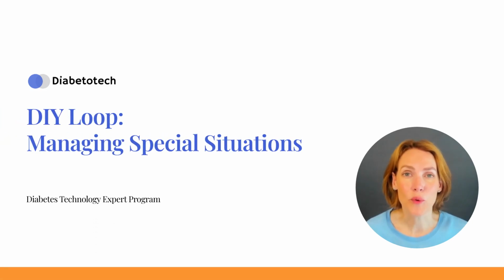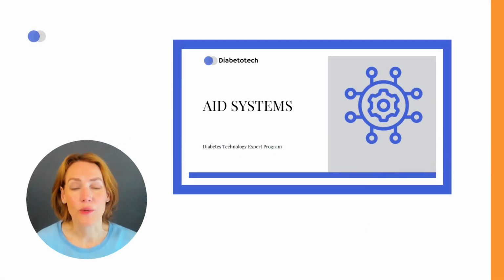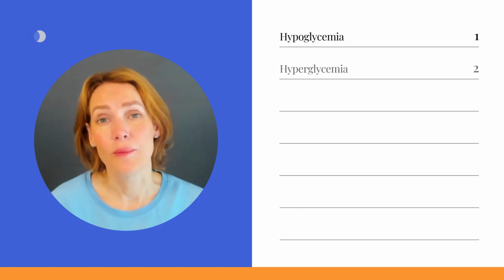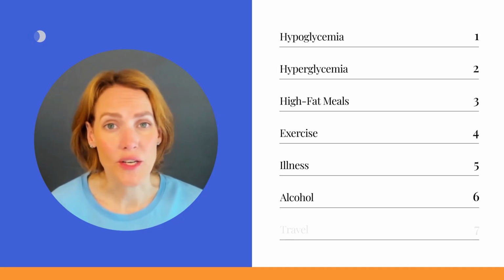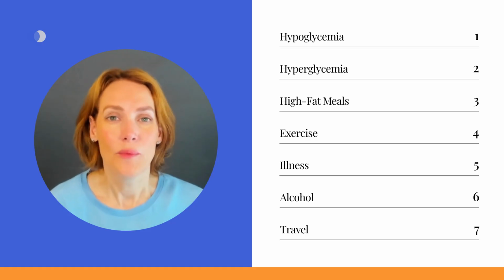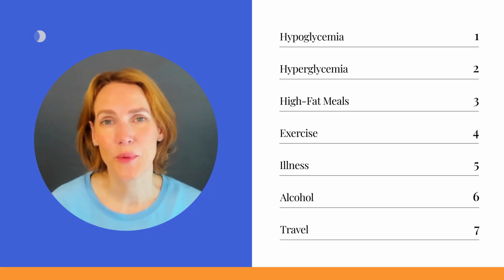In this video, we will provide specific tips for managing special situations with DIY Loop. These tips are in addition to the general guidelines discussed in the module on automated insulin delivery systems. We will cover strategies for handling hypo and hyperglycemia, high-fat meals, exercise, illness, alcohol, travel, and more. By implementing these tips, you can optimize your glucose control and enhance your overall diabetes management with DIY Loop.